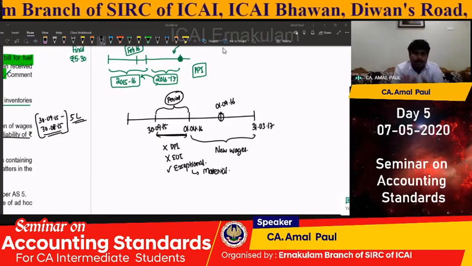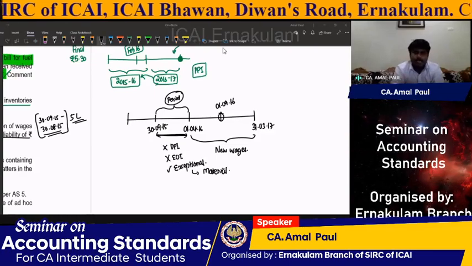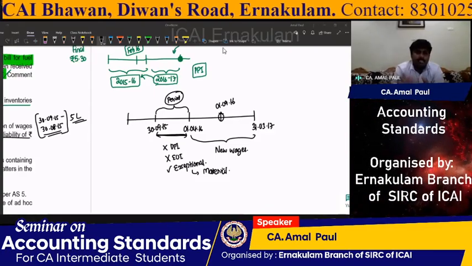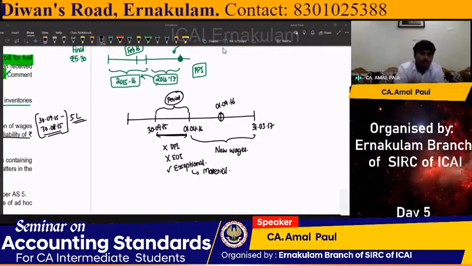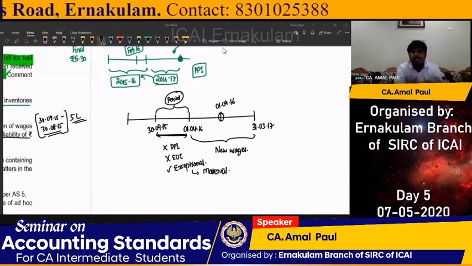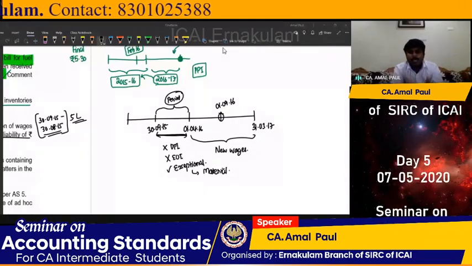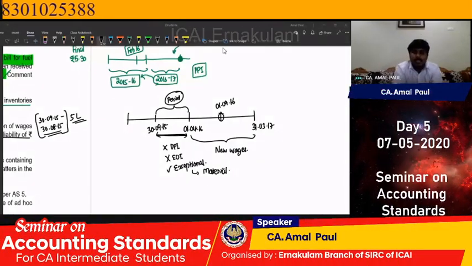So we'll wind up today's session and continue with the standard tomorrow morning. That is changes in accounting estimate and changes in accounting policy. Those areas we will cover tomorrow. Then we will be moving towards other standards also. Apart from this, we will have 10 standards remaining.